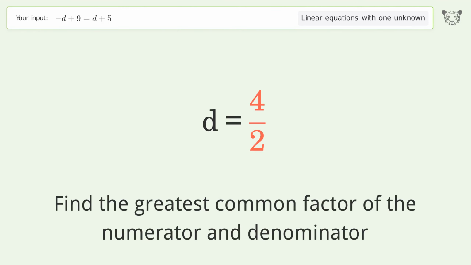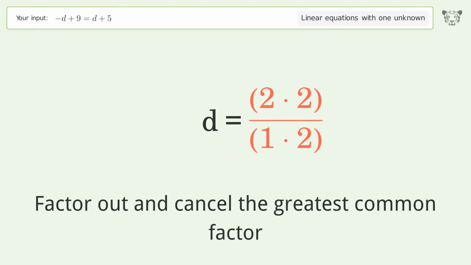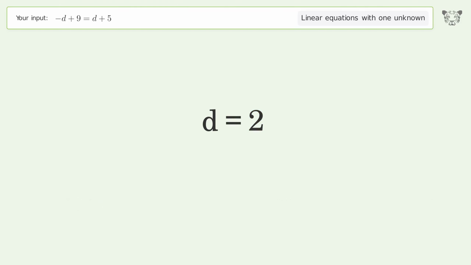Find the greatest common factor of the numerator and denominator. Factor out and cancel the greatest common factor. And so the final result is d equals 2.